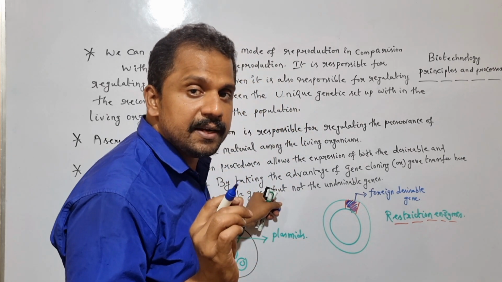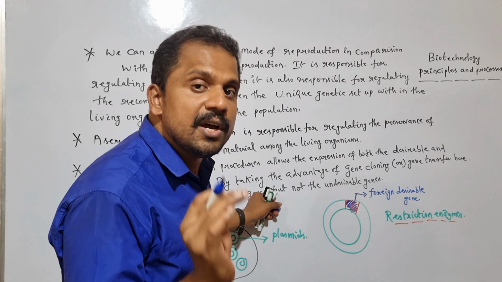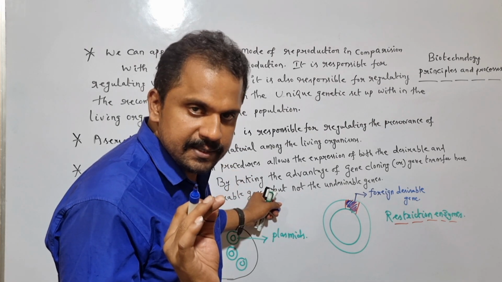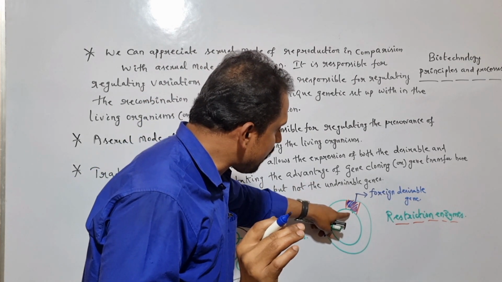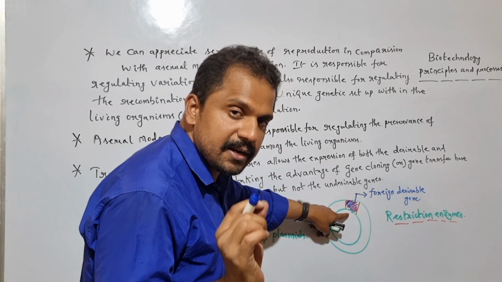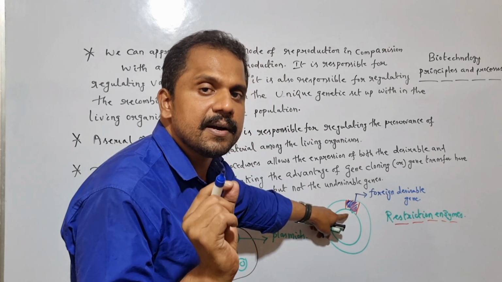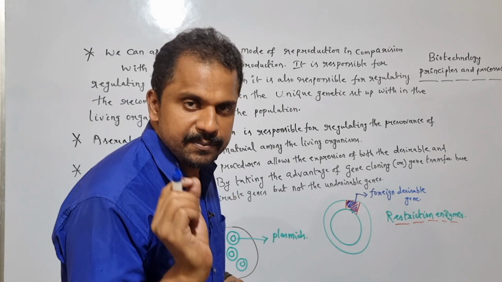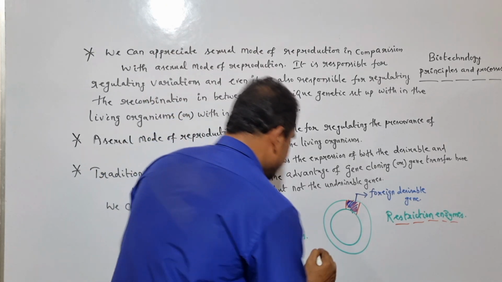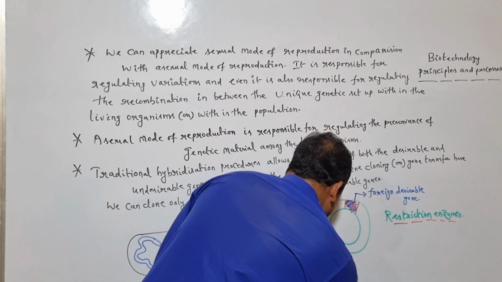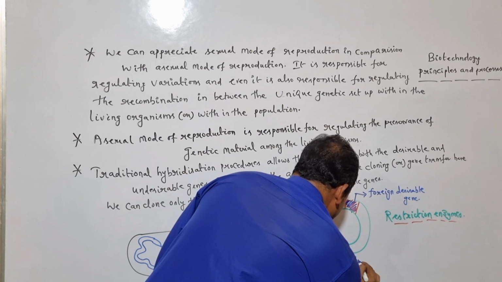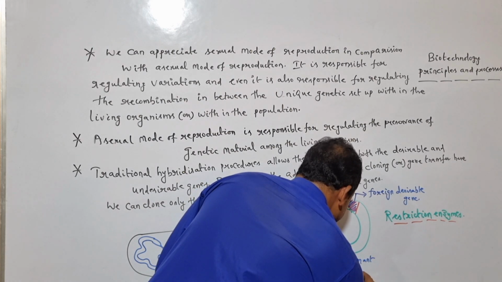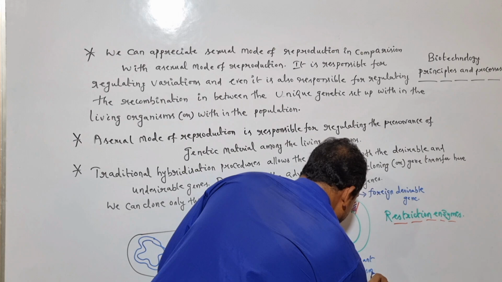the plasmid DNA has turned into recombinant plasmid DNA. Is it clear? After inserting the foreign desirable gene within the plasmid DNA, it is termed as recombinant plasmid DNA.